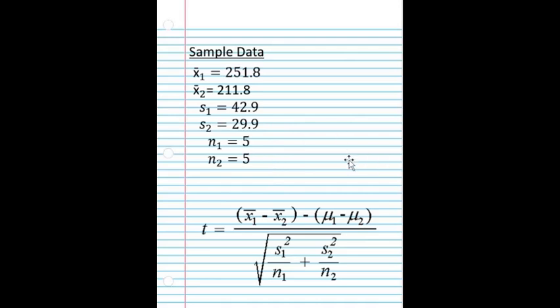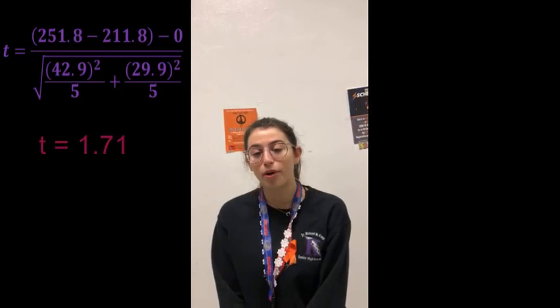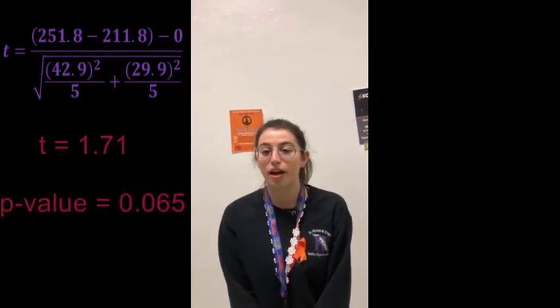We then plugged these values into the t-distribution equation, which is the difference in the sample means minus the difference in the population means, and the difference in the population means is going to equal 0. And then all of that is over the square root of the standard deviation of the first sample squared over the sample size of the first sample plus the standard deviation of the second sample squared over the sample size of the second sample. We calculated a test statistic of 1.71 and a p-value of 0.065.